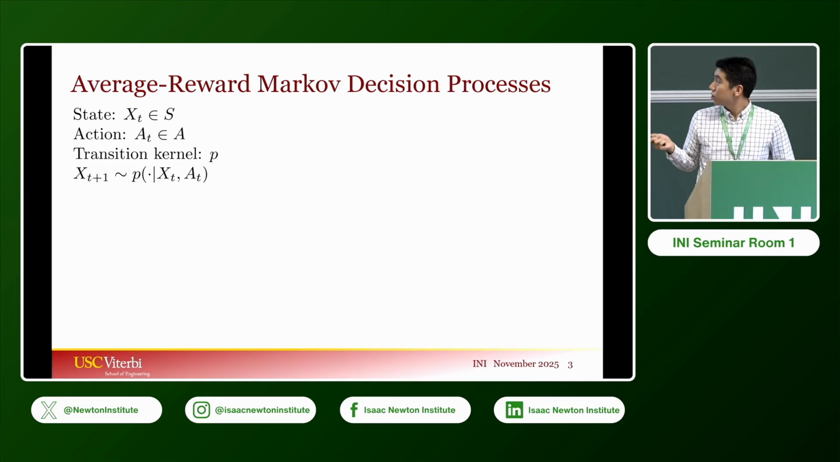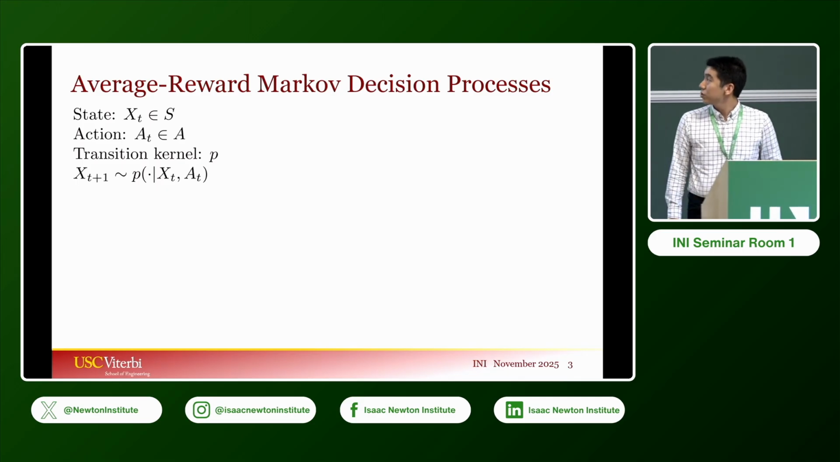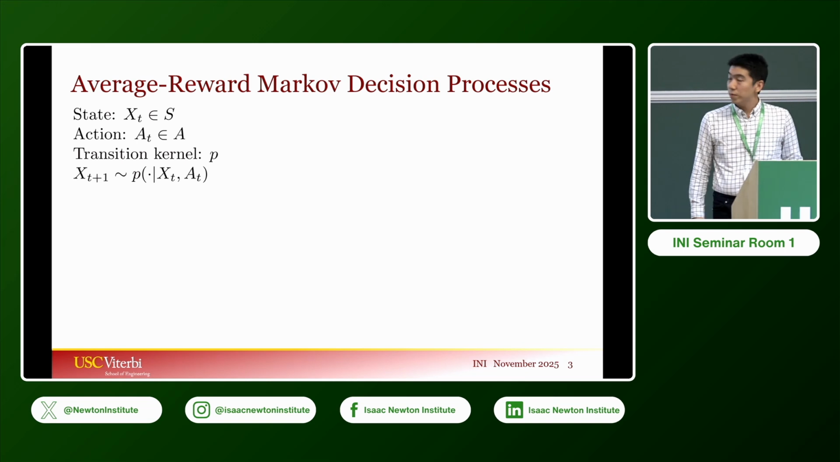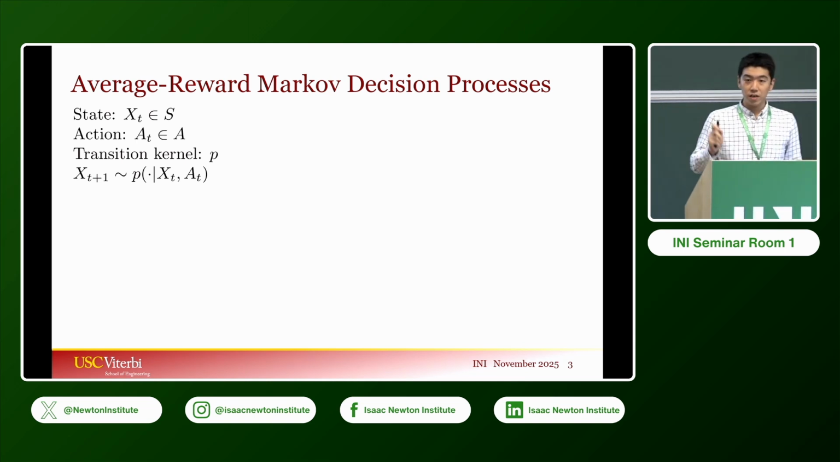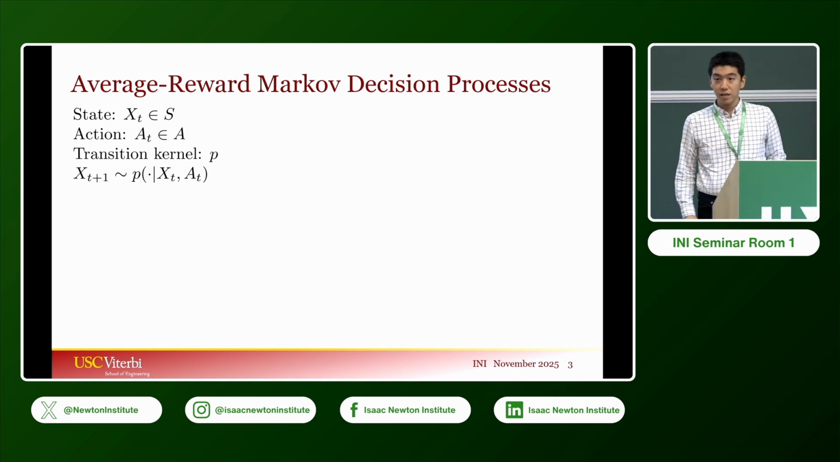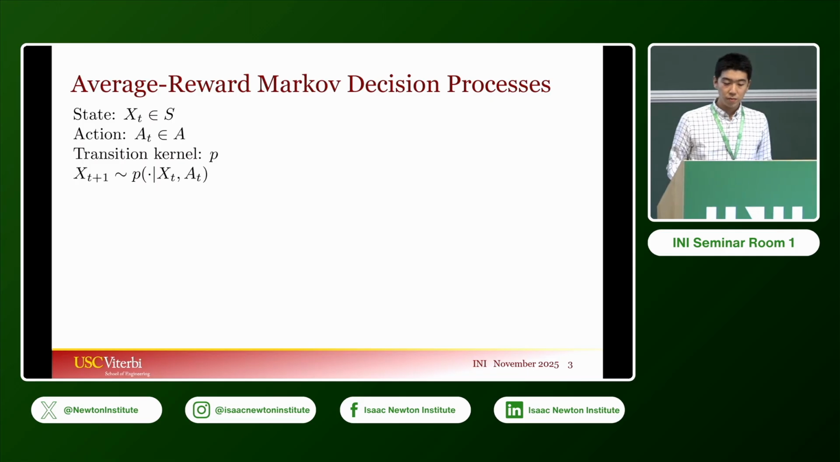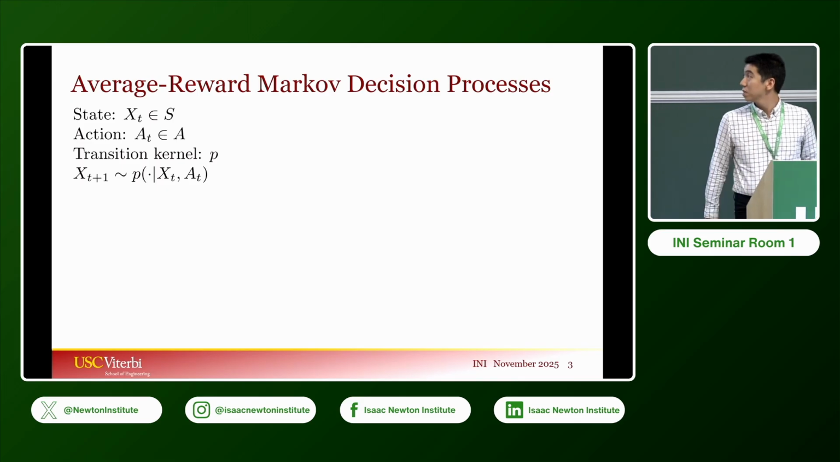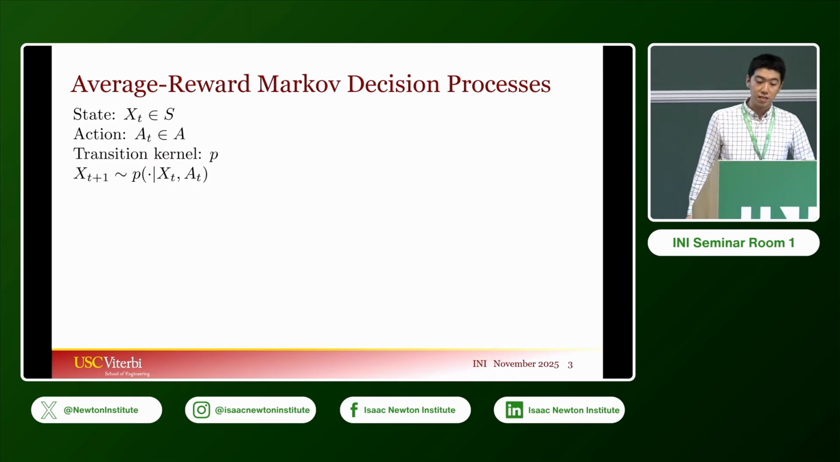And so we're going to use S and A to denote the state and action spaces. And the state process will be denoted by this xt, and the action process will be denoted by at. And there's a transition kernel in the system that is denoted by this small letter p, which basically describes the conditional distribution of xt plus 1 conditioned on the current state xt and current action at.